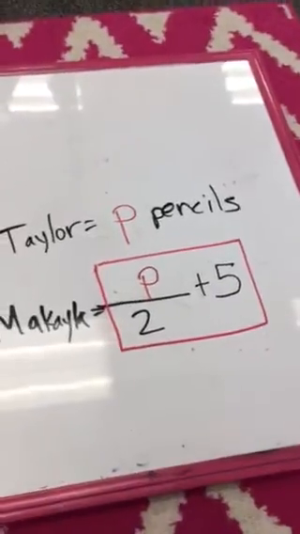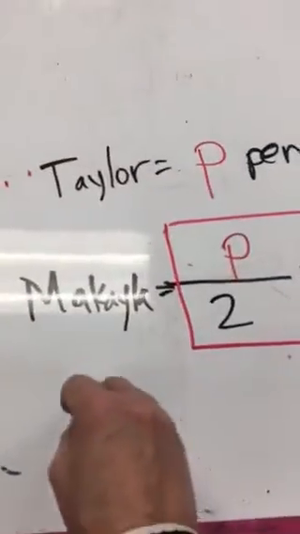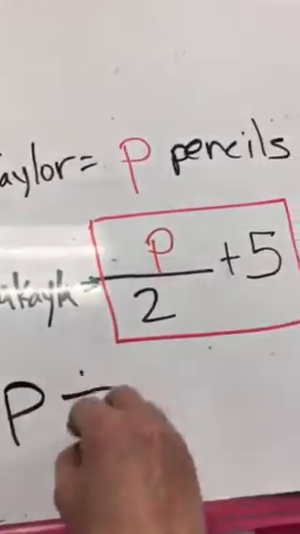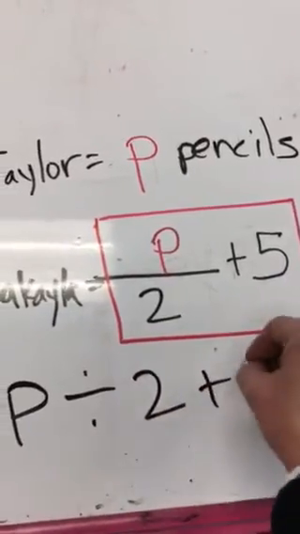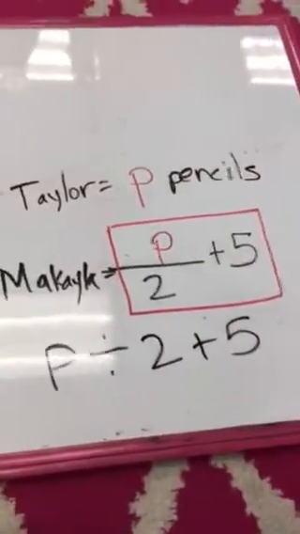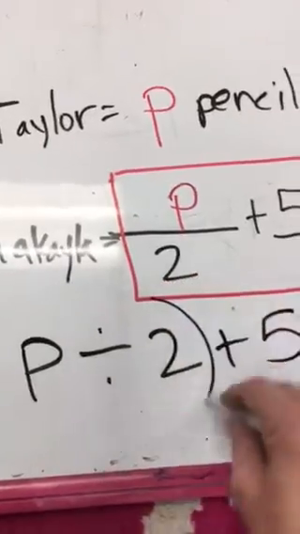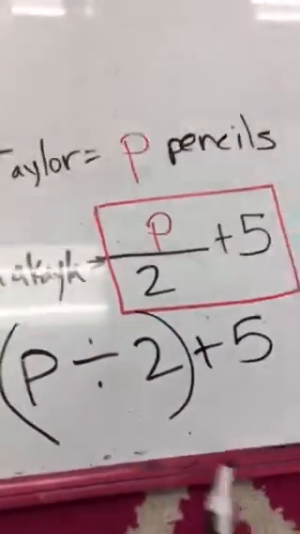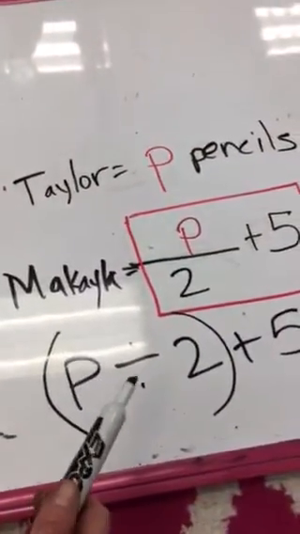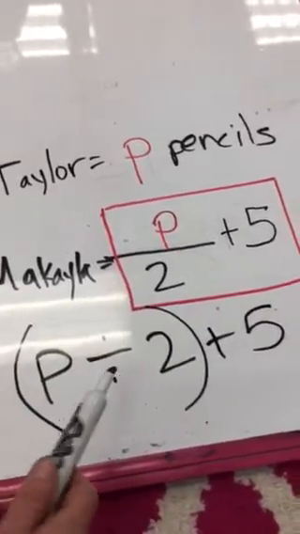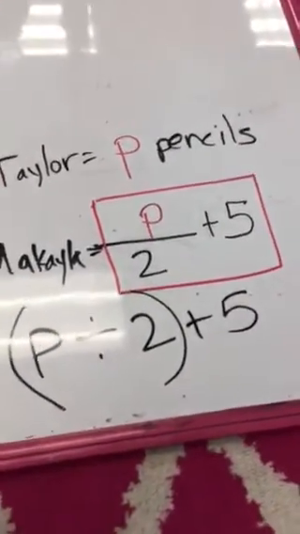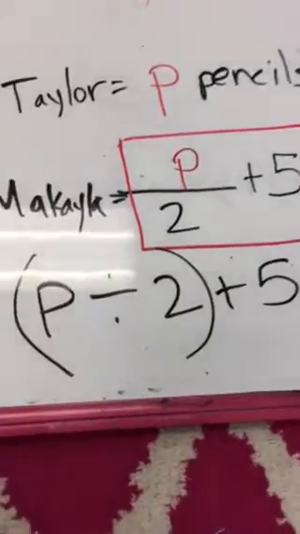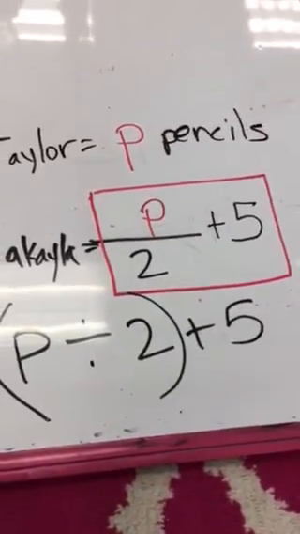Now, don't forget, I would definitely accept this. P divided by 2 plus 5. What I do need to see, though, is I do like to see the parentheses around that, because although we're working with PEMDAS, we know that multiplication or division will come before addition, subtraction. But we still want to kind of separate and keep things nice and neat.